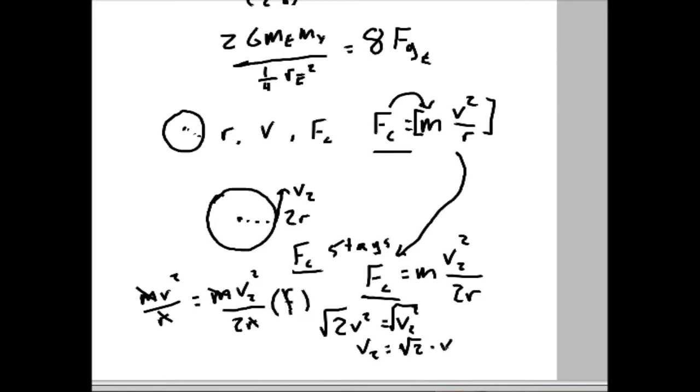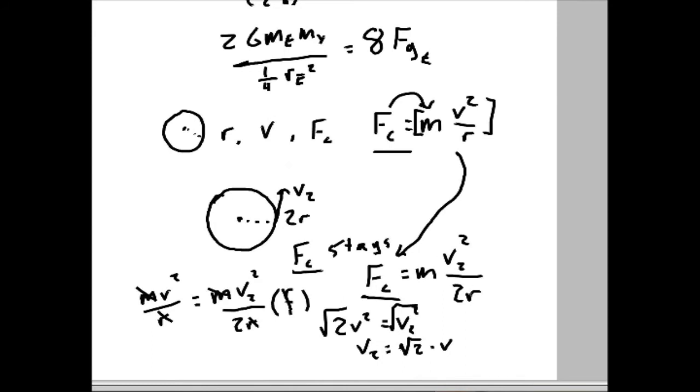And so if I take the square root of 2, I end up with 1.414. So think about, let's say up here I was moving with a velocity of 10. Well, here out at this new distance, I'm moving with a much higher velocity. So this stayed the same.